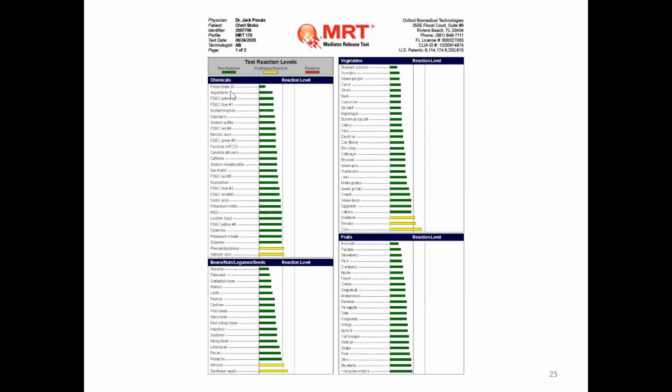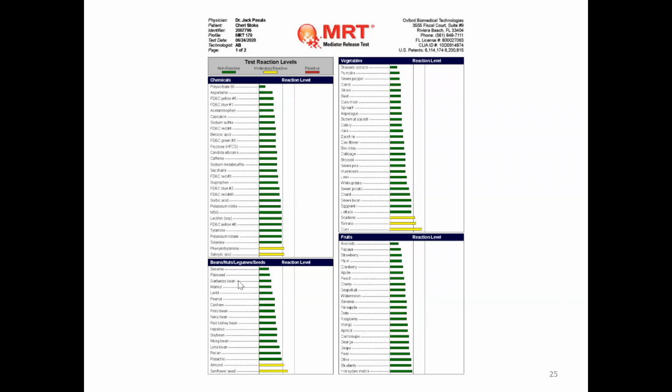In this particular category, we're looking at chemicals, and I know it's hard to read all the specific ones, but the ones in yellow are moderately reactive. Vegetables, so for me, I had three, which looks like scallions, tomato, and corn. Corn seems to be a very common one for most people because corn is very genetically modified, it's processed, and it's in a lot of stuff. We don't do well with that.